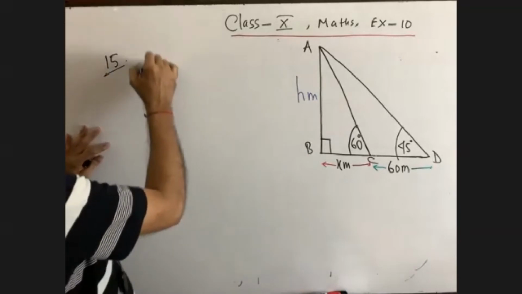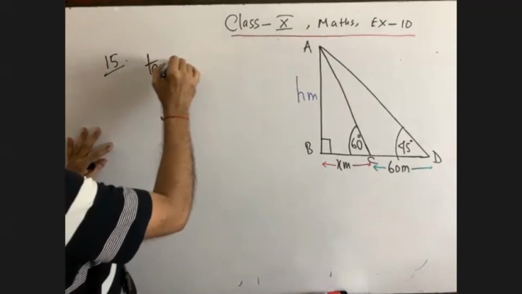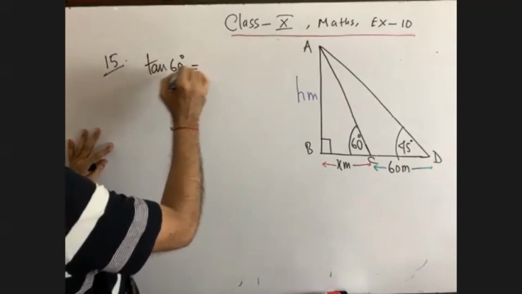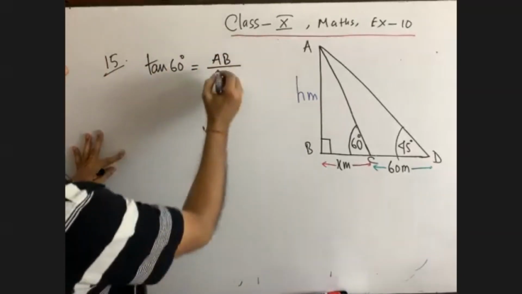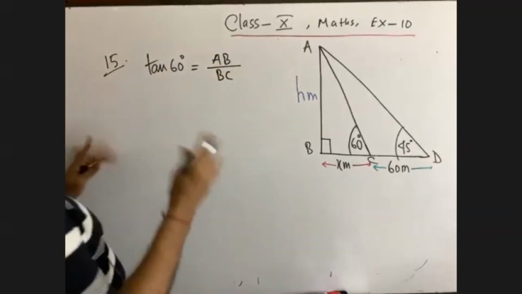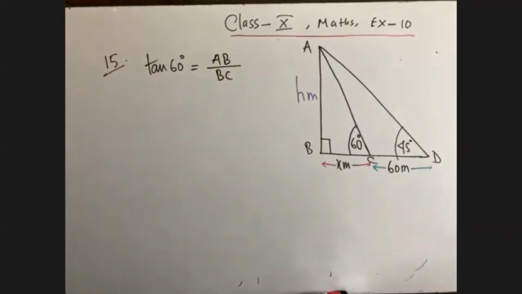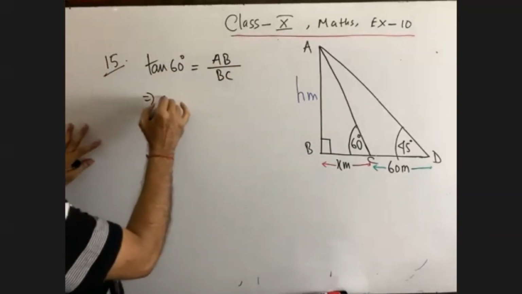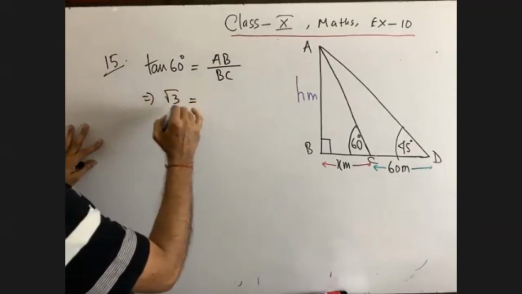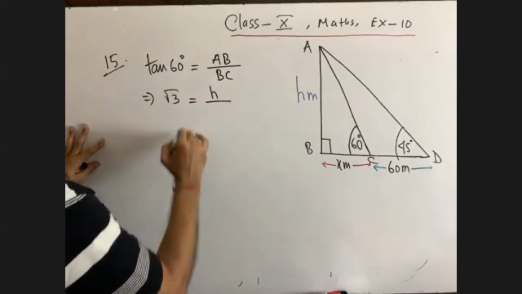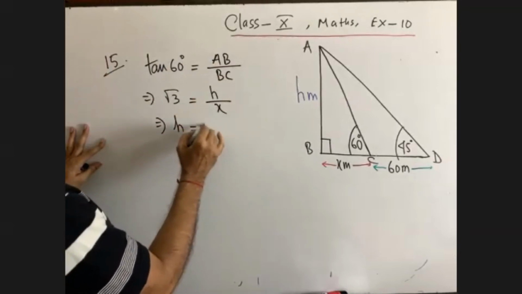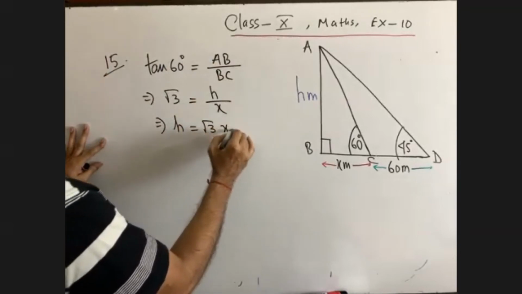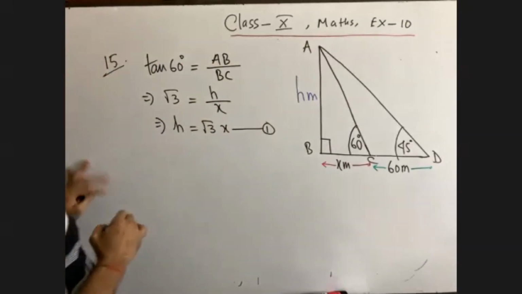Like the previous math, you carry on. Tan 60 degree equals to what? I told you that all the maths will be done by me in the same formula, maintaining the same get up. AB by BC. What is tan 60? It is root over 3. AB equals to h and BC equals to x. That means this is h equals root over 3x, equation 1. You see the question number 14, I did the same.